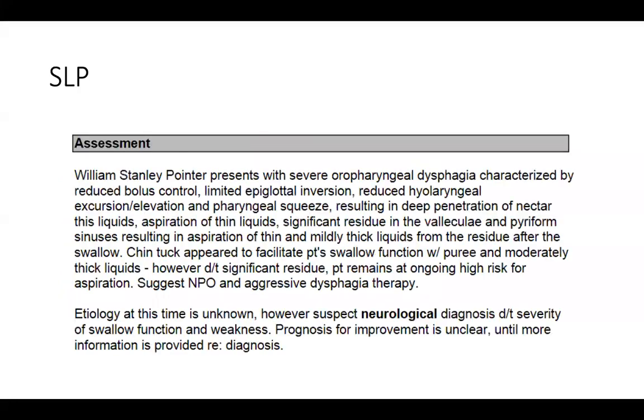However, instead, speech language pathology came back and said they suspected a neurologic diagnosis due to the severity of the swallow function and weakness, and really don't know what more to say until he's more completely evaluated. At this point, given that the swallow study identified deficits in the posterior oropharynx, the team decided to call ENT, which again, I think is reasonable. They're the folks who can do a direct scope at the bedside. So they came by, and from here on, I'm just going to include the new information that we get from any of our consultants rather than rehashing the story.